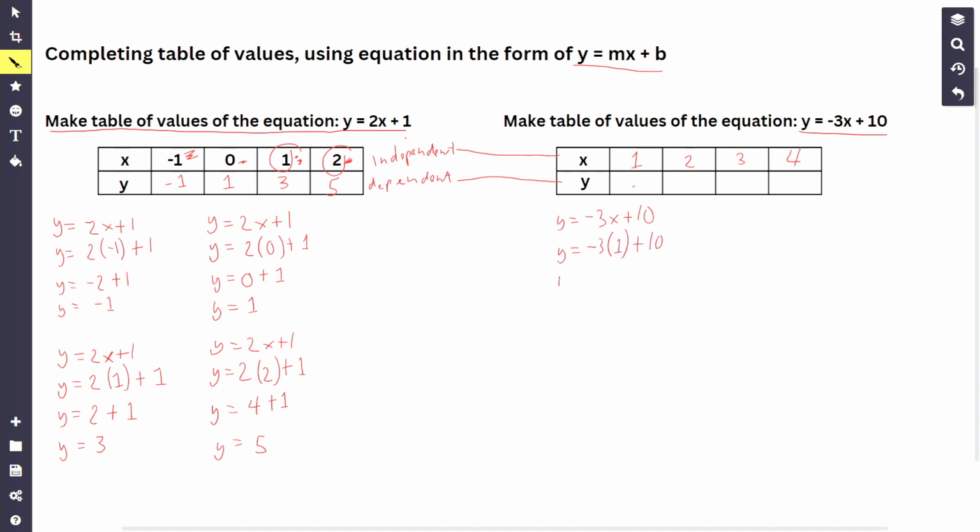So y equals, again, use your PEMDAS, negative 3 times 1 first, right? Because multiplication goes first before the addition. So negative 3 times 1, that's obviously negative 3. And then right here plus 10. So now, what is negative 3 plus 10? That is positive 7. So that's why I should put here positive 7.